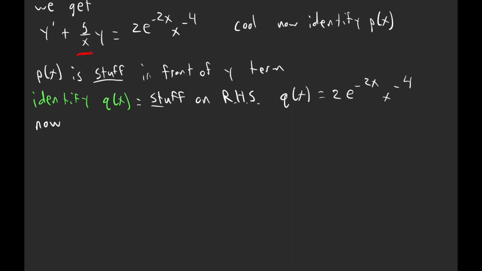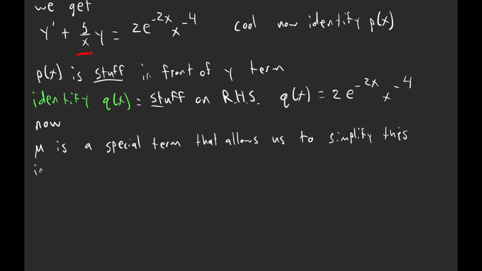And once we have these two things identified, we make a special function mu such that it is e to the integral of p of x dx. And this term is going to help us simplify this differential equation. I know I said this wrong, I said integral. We're simplifying this differential equation into something where we could just integrate both sides and get y by itself. So like I said, mu is equal to e to the integral of p of x dx.